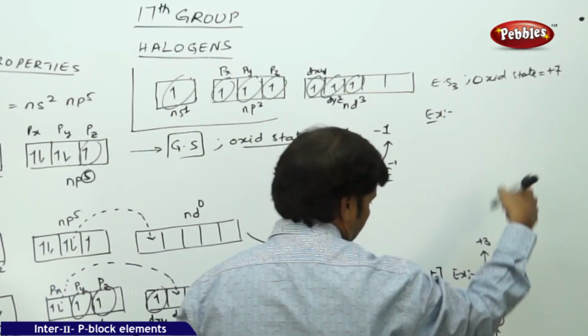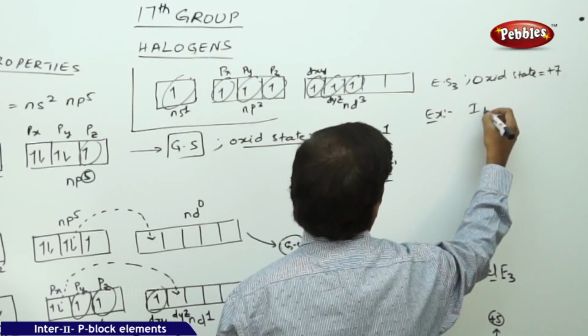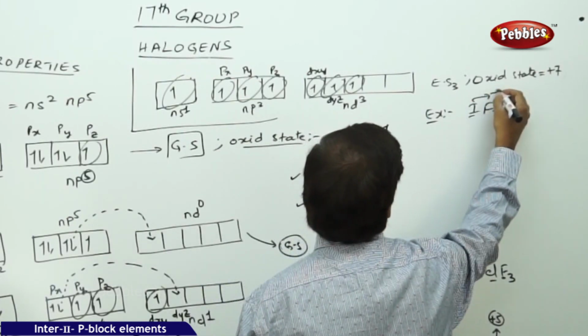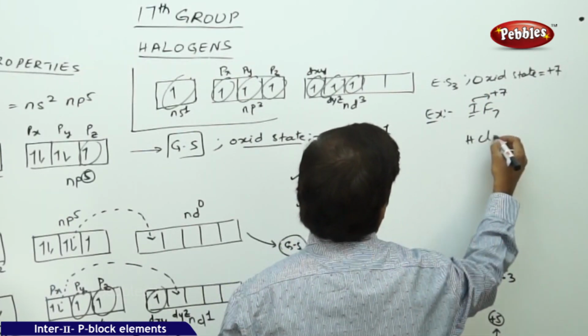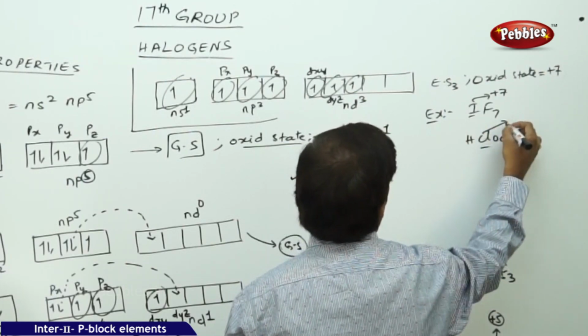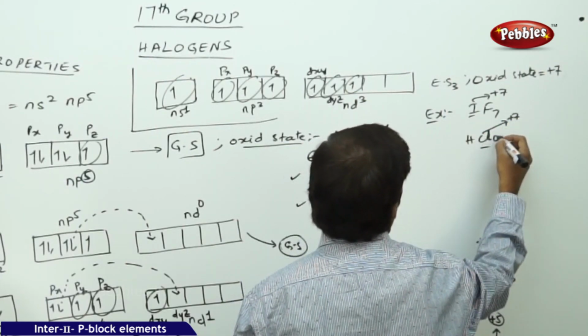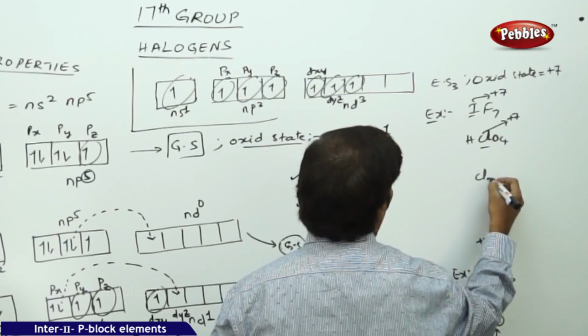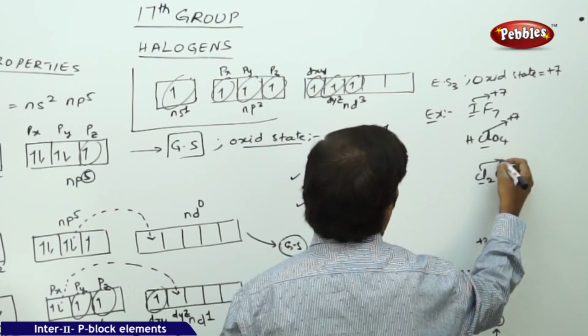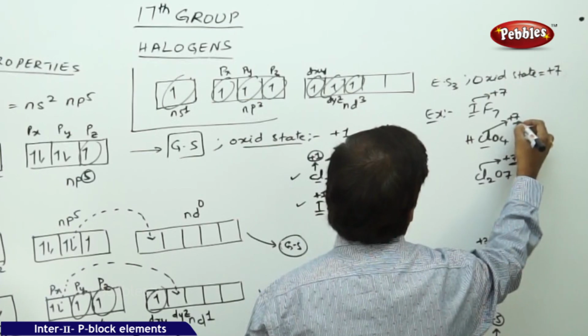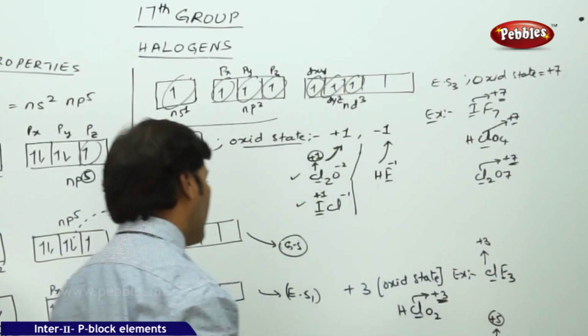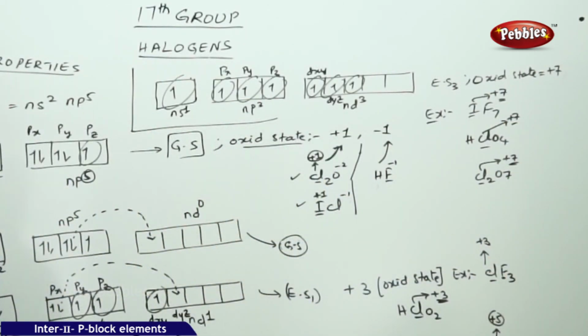As examples of the +7 oxidation state, you can take a number of examples. The best example is IF7, an interhalogen compound, in which iodine is +7. Perchloric acid, HClO4, the oxidation state is again +7, and you can also take chlorine heptoxide, in which chlorine has +7 oxidation state. So it's starting from -1. That means, in a nutshell, how do you conclude this?